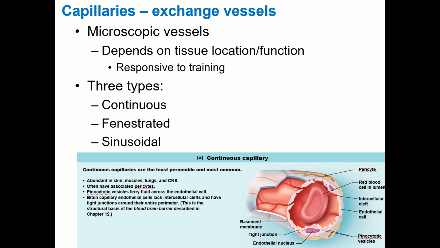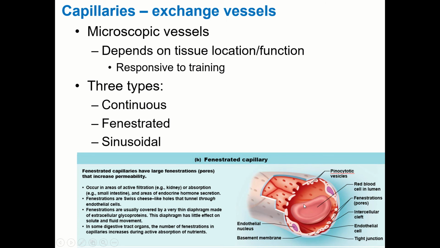So more capillaries equals better oxygen delivery. So they are one of the adaptable components of training. So I mentioned the 3 types. Continuous here, mentioned why it's continuous. The fenestrated ones, as I touched on briefly, the endothelial cells have little holes in them, and so they look like Swiss cheese. So this is a fenestrated capillary, and we see those where there's filtration going on.